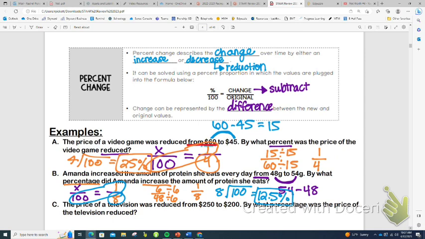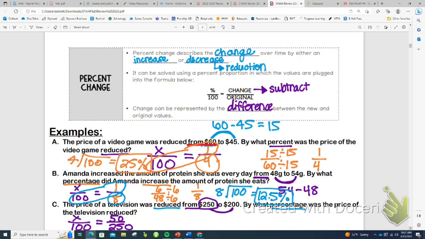All right, the last question we will look at says the price of a television was reduced from $250 to $200. By what percentage was the price of the television reduced? So again, we have reduced and we have percent, which means we're doing a percent proportion. So I got X over 100 equals change over original. To find the change, we're going to subtract our two amounts. Well, 250 minus 200 is 50. And then the original is what comes after from, which was 250.